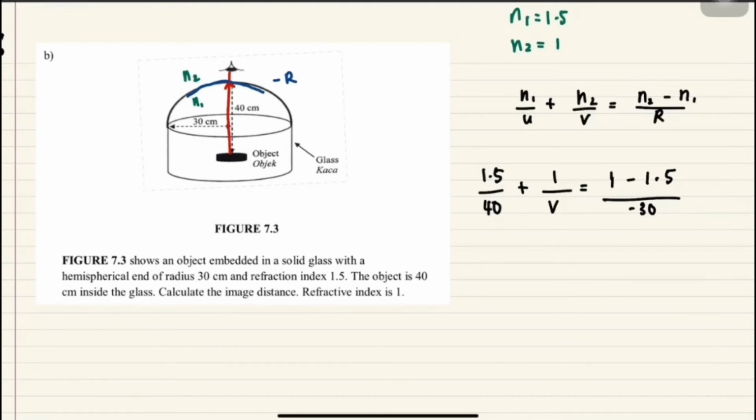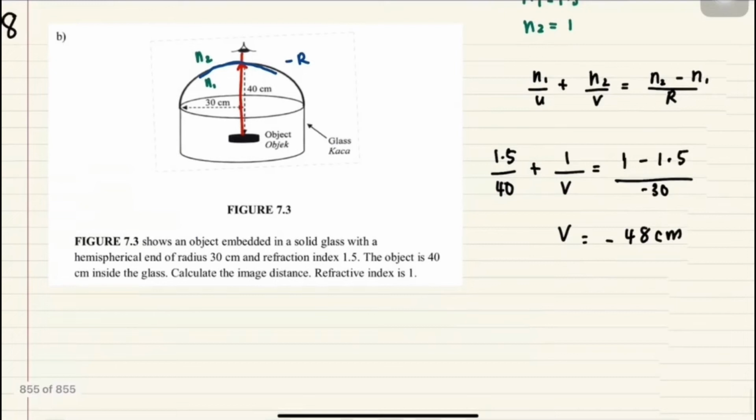Okay, betul tu. So jawapan dia berapa ni? Negative 48. Negatif 48. Okay, so V is equal to negative 48 cm. Negative here means that the image is virtual, right? So virtual image kalau untuk lens maksudnya adalah same side with the object.